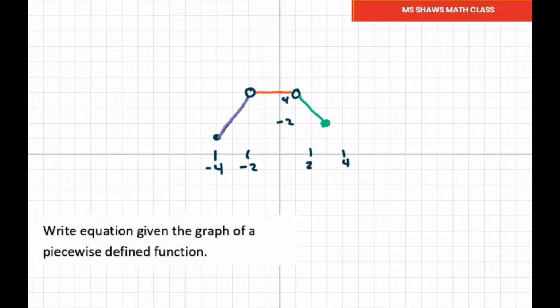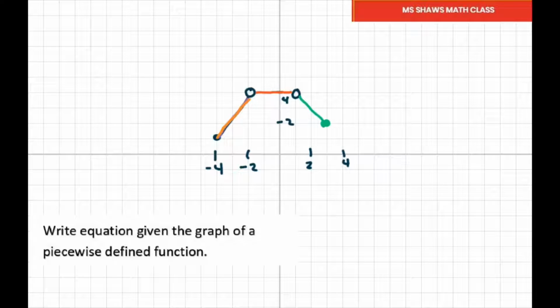Everyone, we're going to write an equation for each of these pieces of a piecewise defined function. And looking at it here, we have three pieces: 1, 2, and 3. They're all lines, so that's going to make it a little easier. So let's go from left to right and do this purple line.